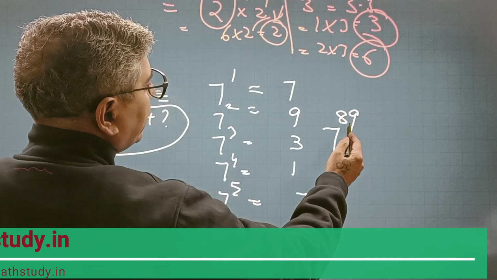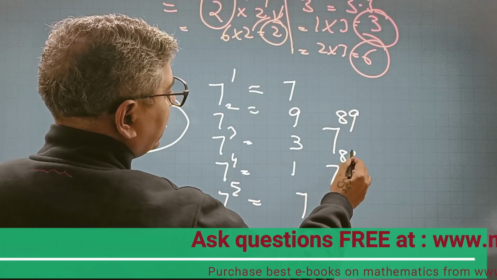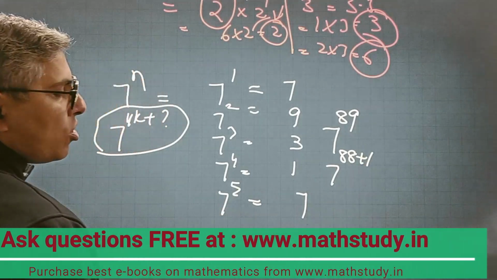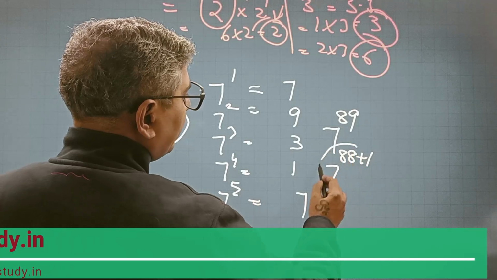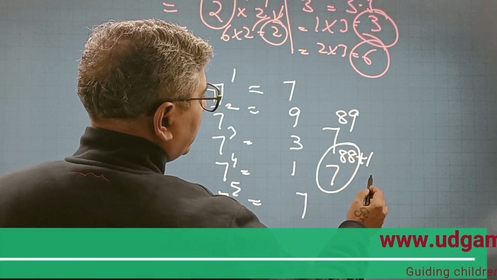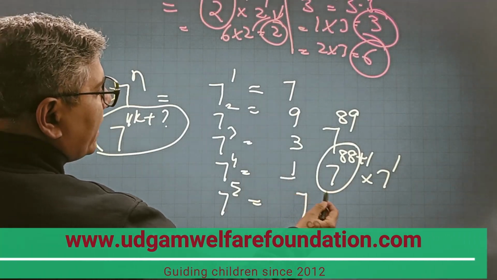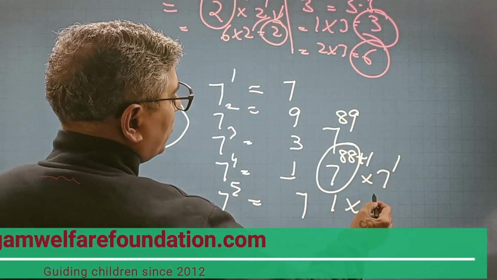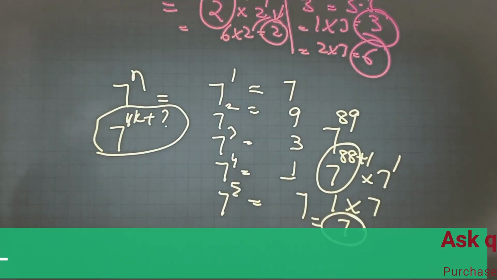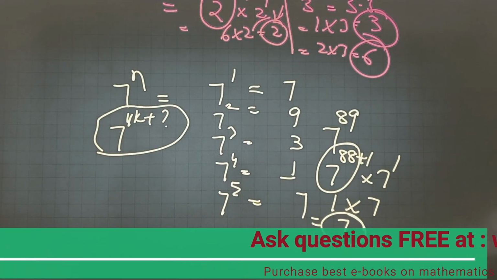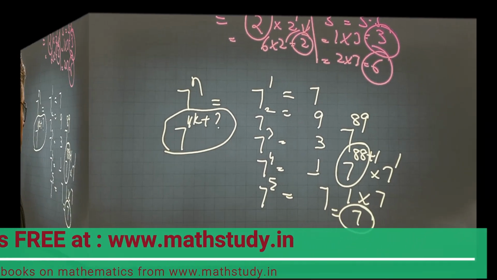So let's say 89. 89 can be split into two parts, 88 plus 1, because 88 is a multiple of 4. Similarly, 7 raised to the power 88 into 7 raised to the power 1. 7 raised to the power 88 will give you 1 at the unit place, and 7 raised to the power 1 will give you 7. 7 into 1 is 7. Very simple. So we are getting 7 at the unit place when you expand 7 raised to the power 89. This is very interesting.